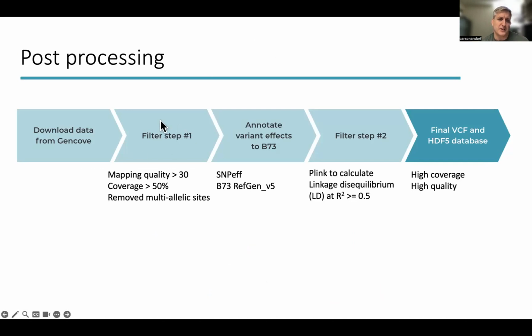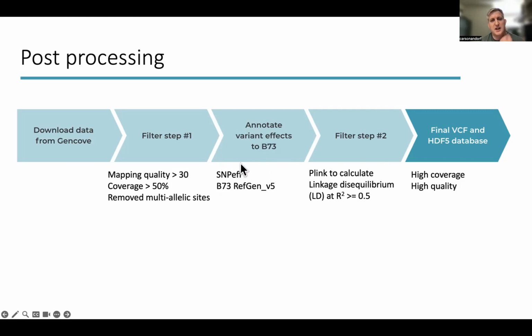So what we did, the first filtering step, essentially we looked at mapping quality greater than 30, coverage greater than 50%. So we had 1,500 maize accessions, so at least 750 or more of them at least had one read count at each locus. At this step, we removed multi-allelic sites.